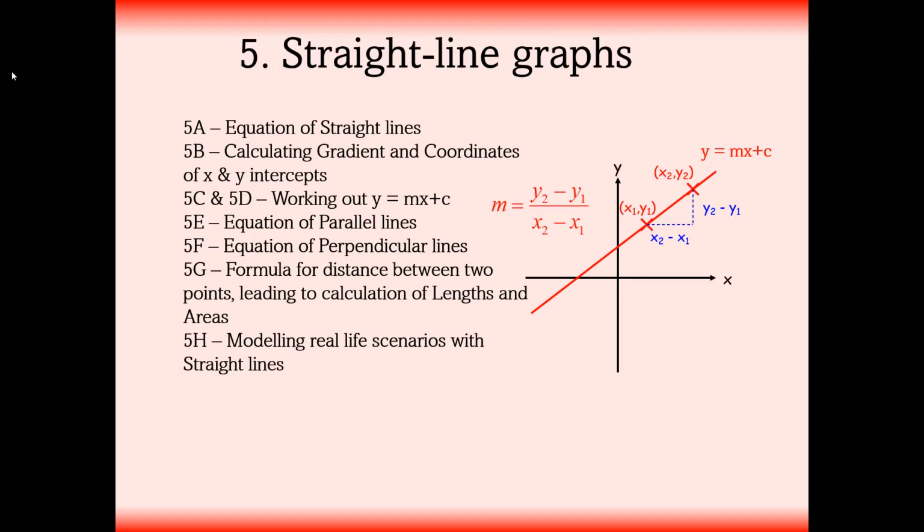In this chapter, we'll be looking at straight line graphs. In particular, we'll be looking at how to figure out the equation of a straight line, calculating the gradient and the coordinates of x and y intercepts. And we'll look into equations of parallel lines, equations of perpendicular lines, the perpendicular bisector, and in more detail, we'll look at the distance formula and how to figure out the distance between any two coordinate points on a map.